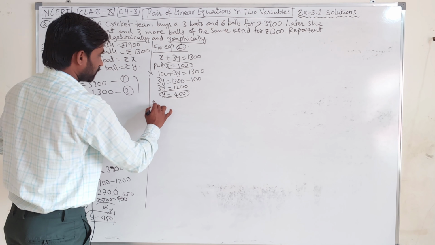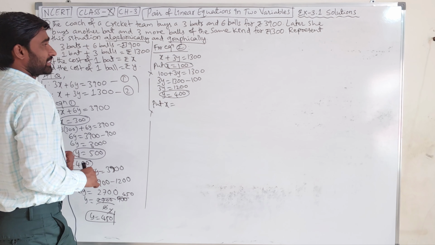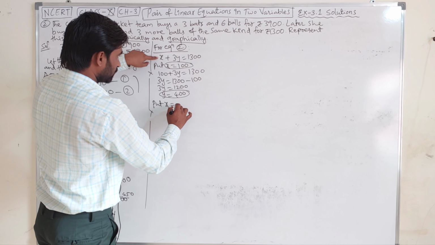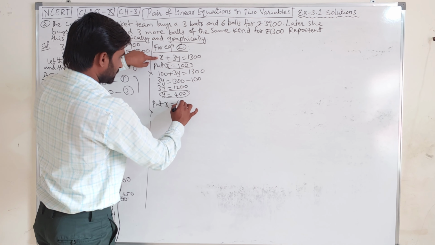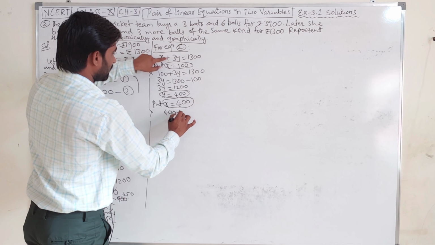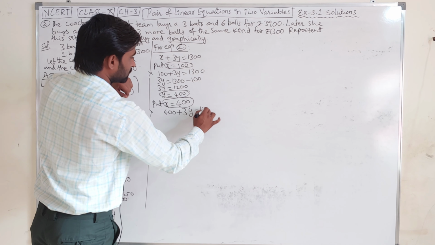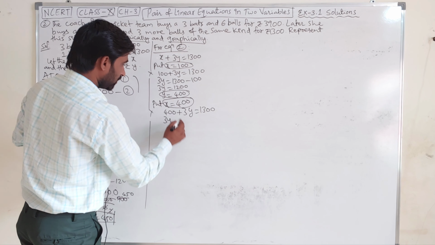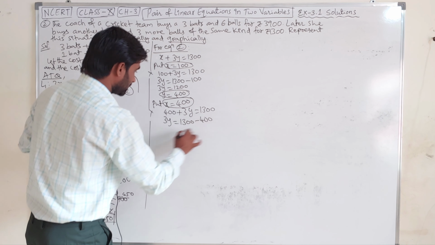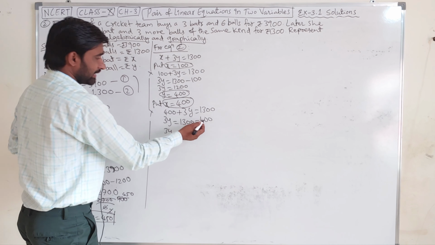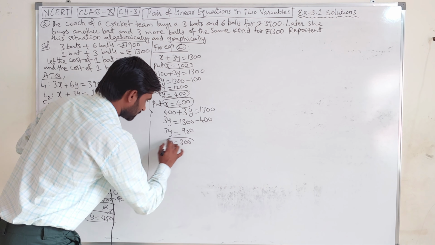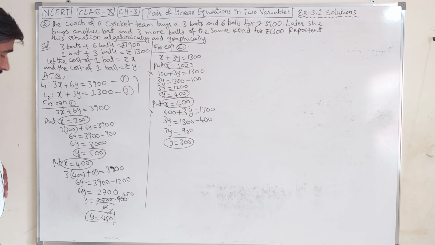Next, one more solution we need. Put x equal to 400. So what will we get here? 400 plus 3y equal to 1300. So 3y equals 1300, and plus 400 going to the other side becomes minus. 1300 minus 400 is 900, so 3y equals 900. So here y will be 300. So these are the two solutions for the second equation.